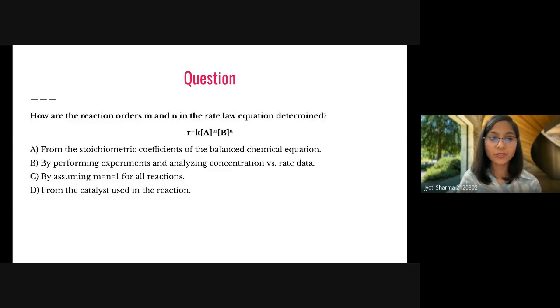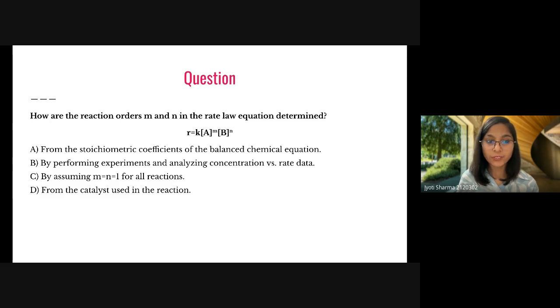Okay, so my first question is, how are the reaction orders m and n in the rate law equation determined? So we have one equation, and that equation is R. This R is nothing but the rate. So rate is equal to k, this is the rate constant, and then the concentration of A raised to power m, and the concentration of B raised to power n. And you have to tell me how we can calculate this m and n.